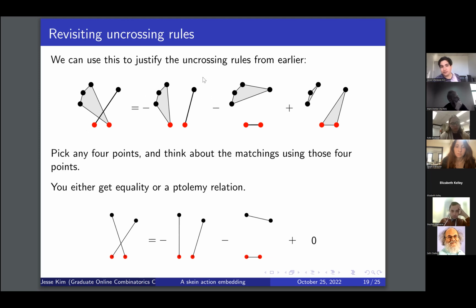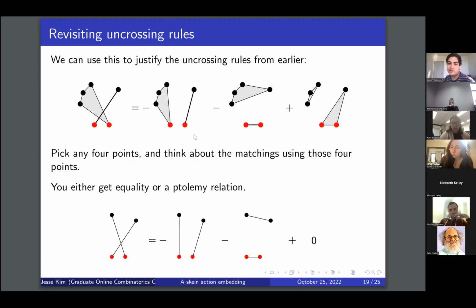This term would contribute nothing because this vertex cannot be matched with any of these 3. And this term would also contribute nothing because this vertex cannot be matched with any of these 3. But this final term would contribute the same matching as the first term, so we again have equality. So if you think about the image of this under that map that I described earlier, what you get is just a sum of a bunch of Ptolemy relations, as well as equal things that cancel out on either side.